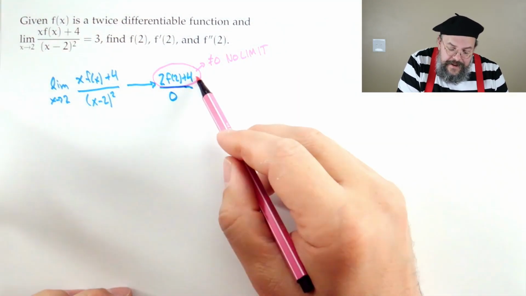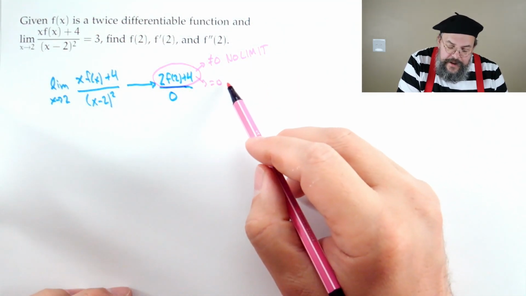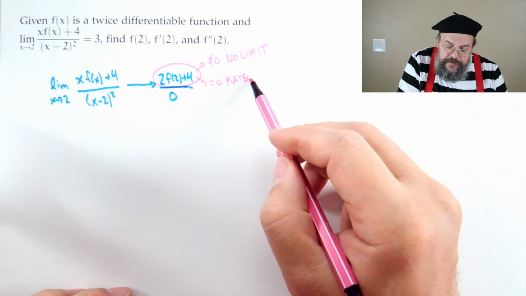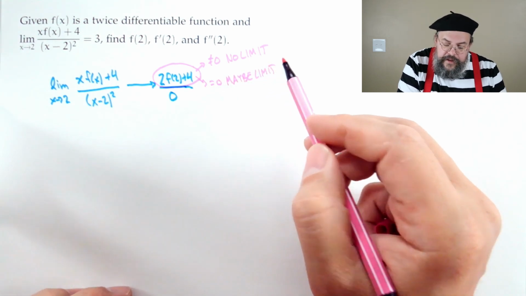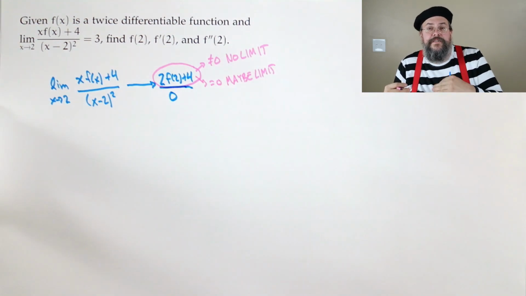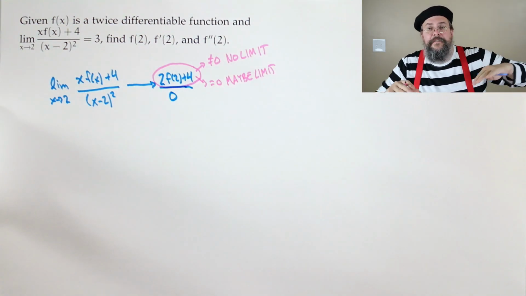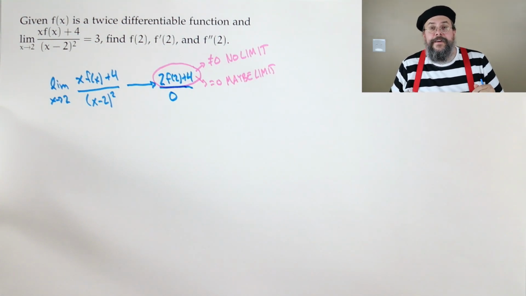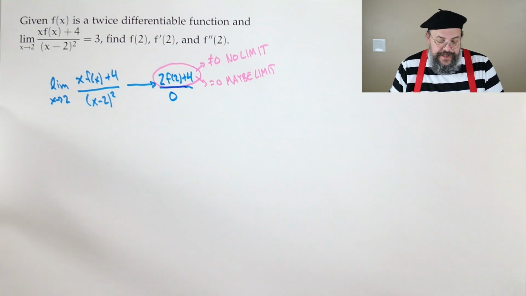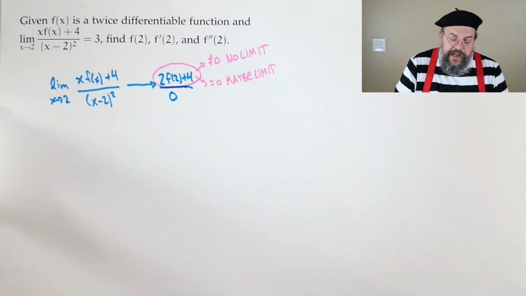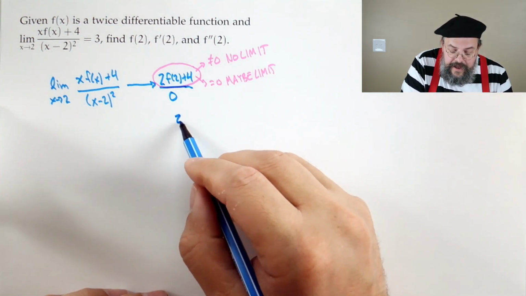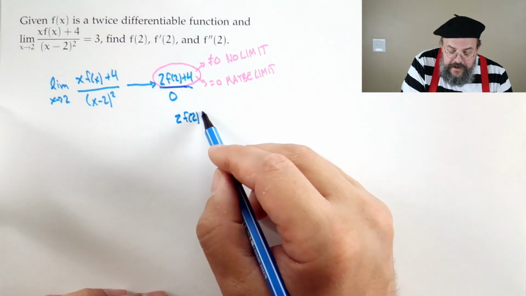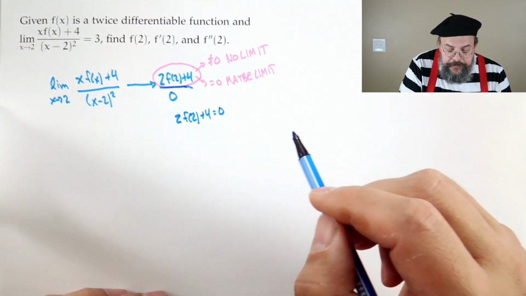So if it does equal 0, it's a maybe, there's a limit. We can't say for sure, but as a general rule of thumb, if I have something downstairs which is 0, if the top is non-zero, definitely there's no limit, or the limit is infinity or minus infinity, depending on context. Since we know the limit is 3, the top can't be 0. So our conclusion at this point is that 2 times f of 2 plus 4 must equal 0.